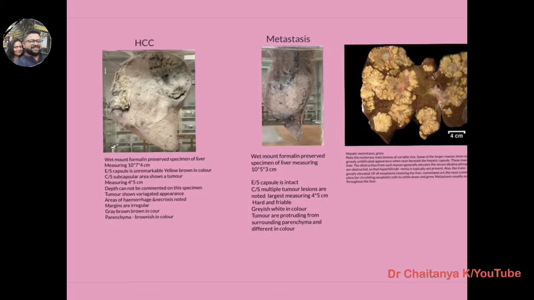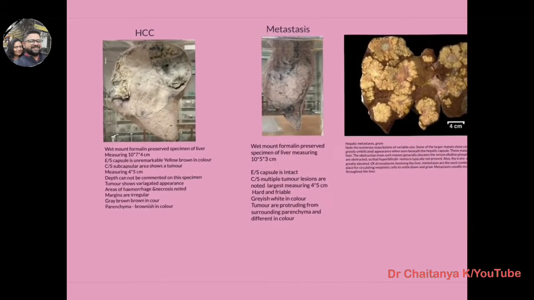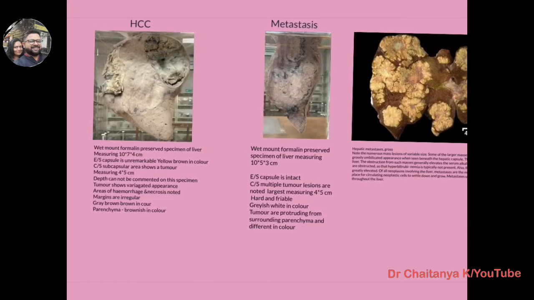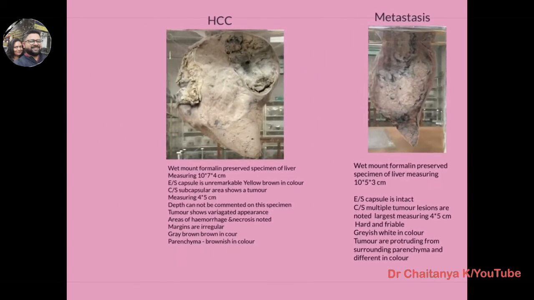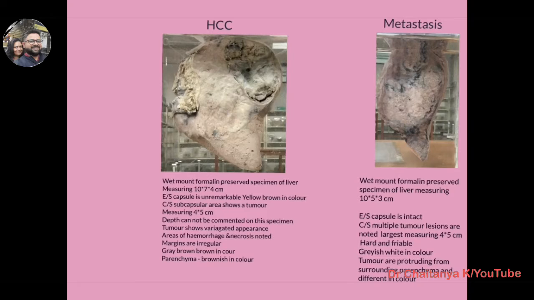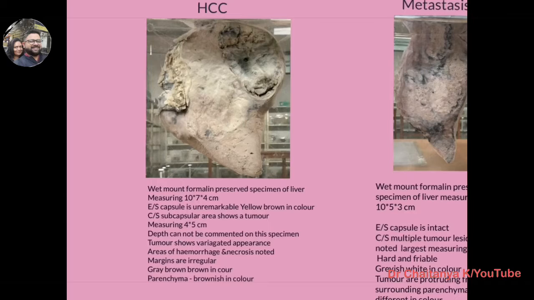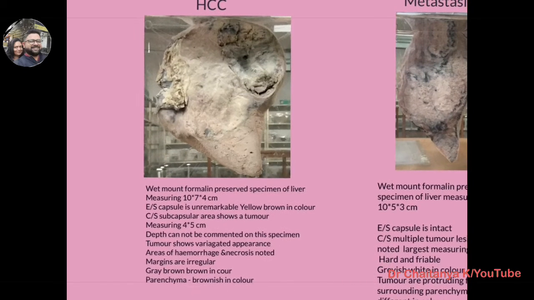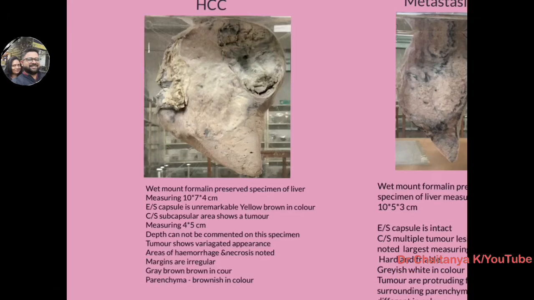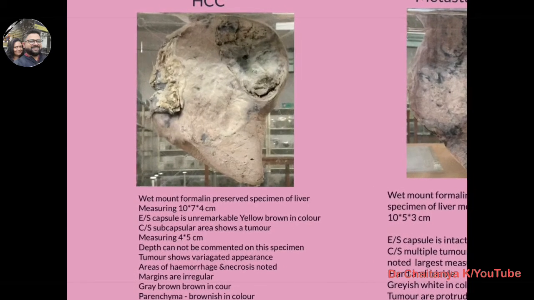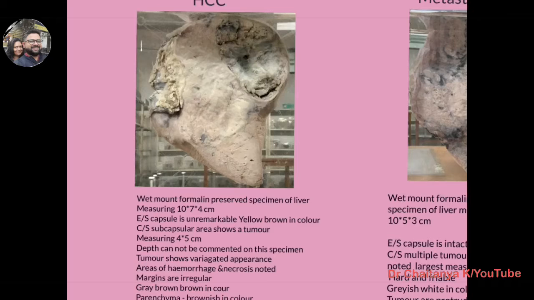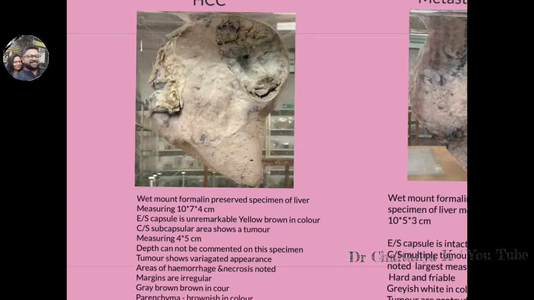So coming to hepatocellular carcinoma and metastasis, these are the two specimens for you in examinations in our hall. This is one specimen showing a tumor on one of the lobes of the liver. Wet mount formalin fixed specimen of the liver measuring around 10 x 7 x 4 centimeters. External surface shows the capsule is intact and unremarkable, whereas the cut surface shows the tumor measuring around 3 x 4 x 5 centimeters.